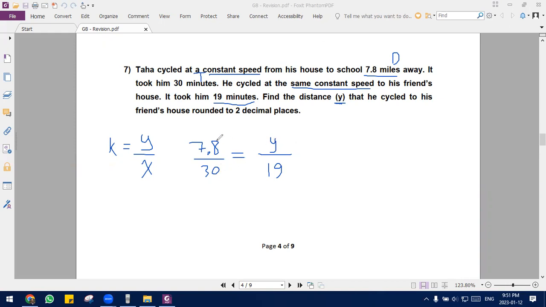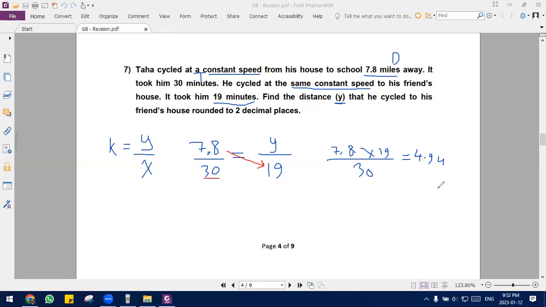So since here we have a fraction equal to another fraction, we can use cross multiplication, like 7.8 times 19, and then divided by 30. So 7.8 times 19, and this is divided by 30. So we solve it, and then if we have more than 2 decimals, we round it, but we don't have that here. The answer is 4.94.